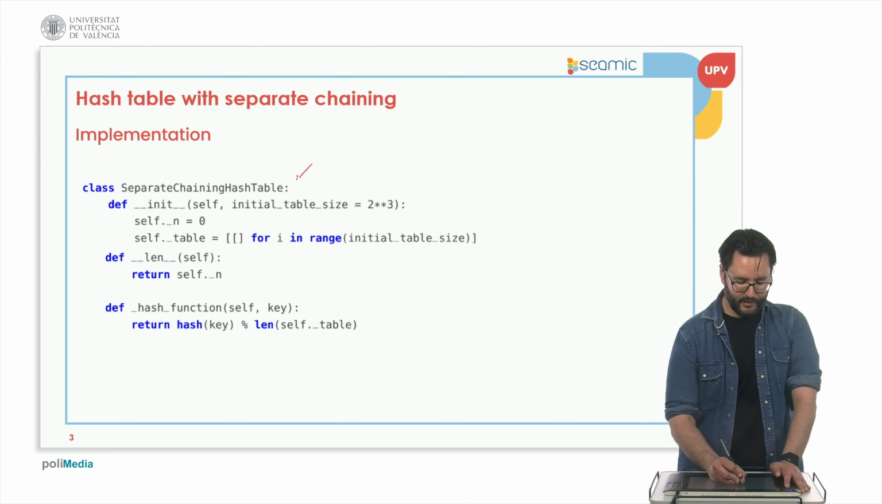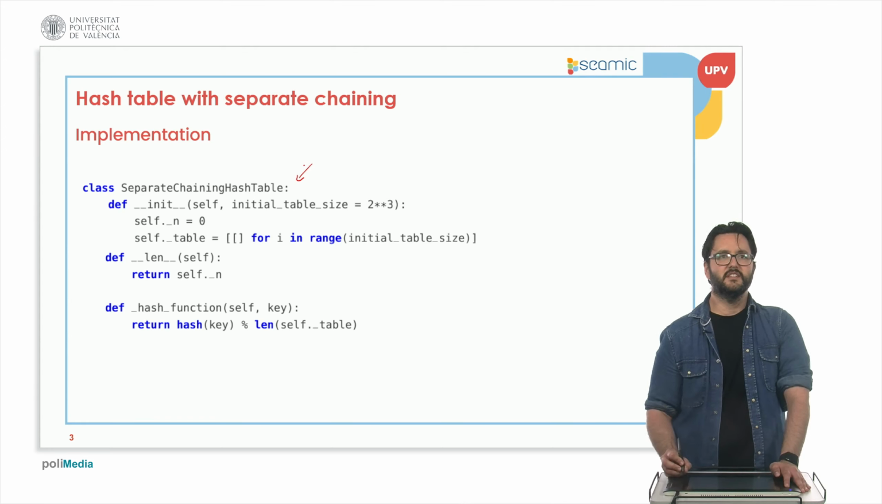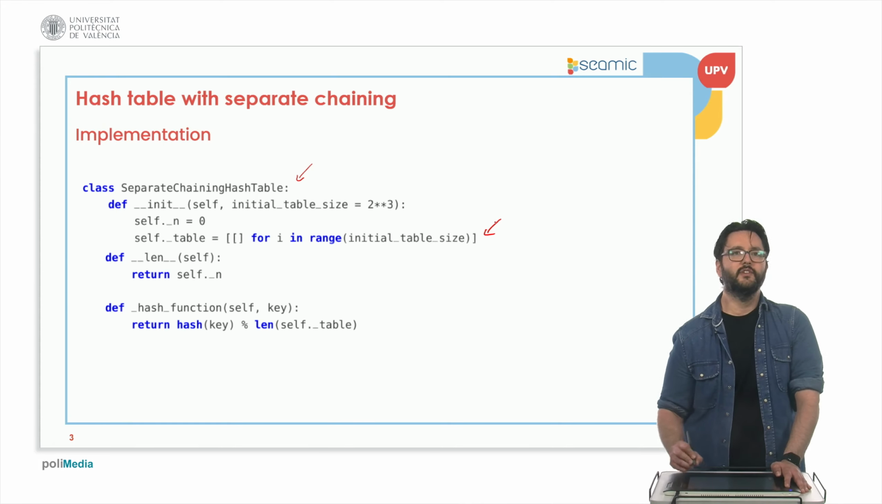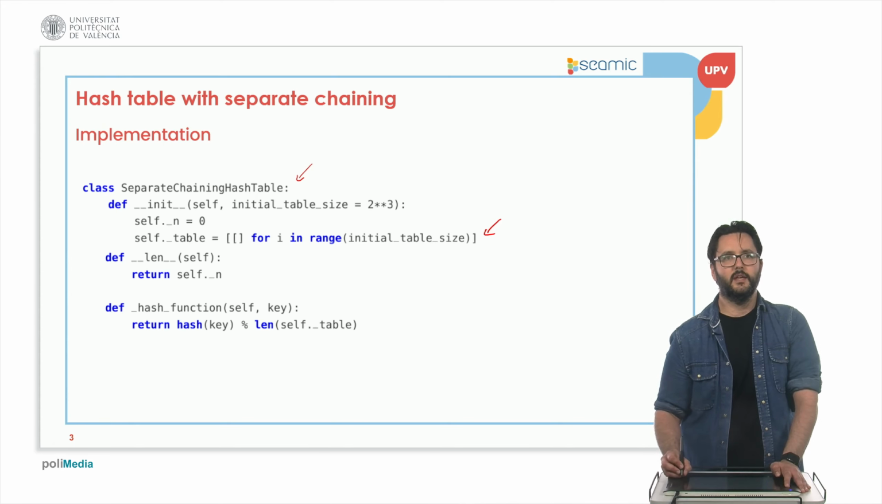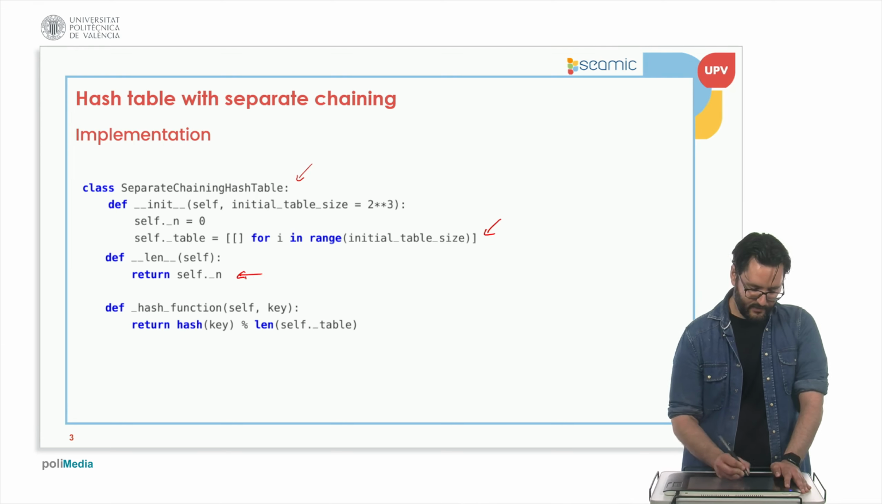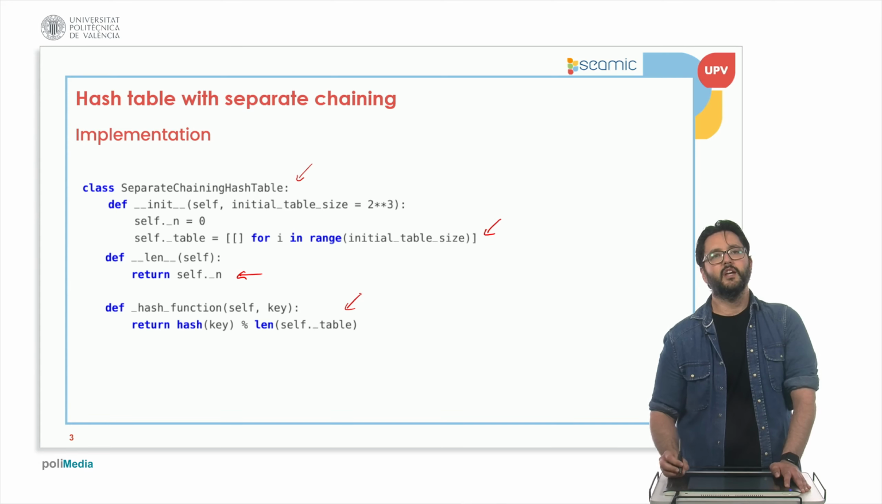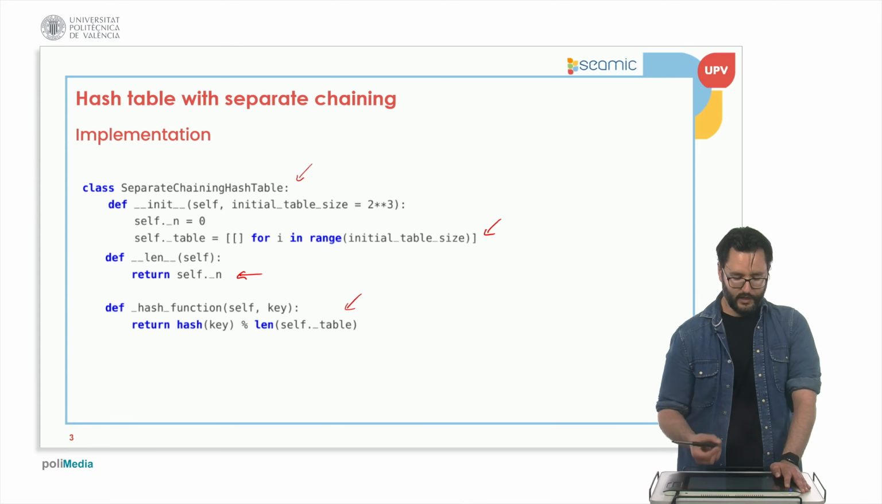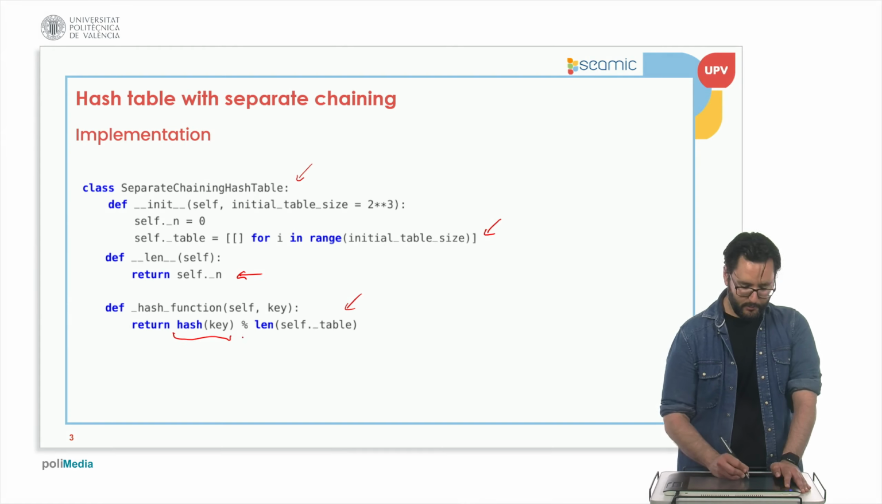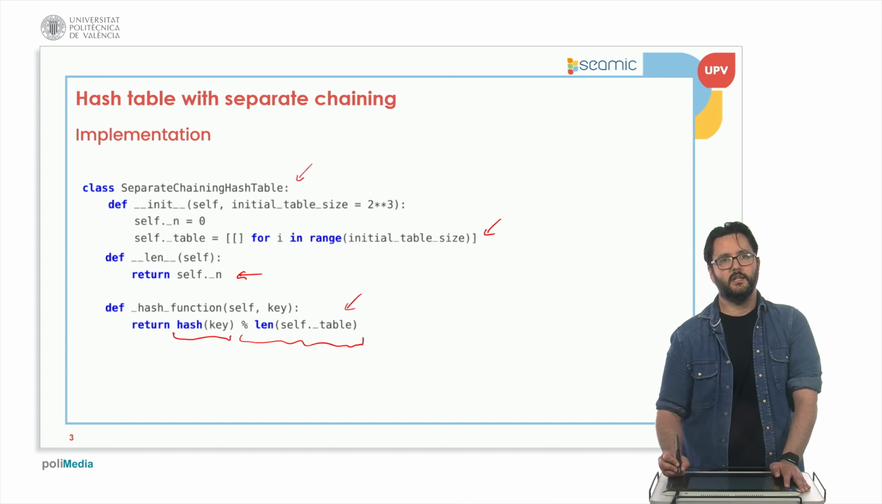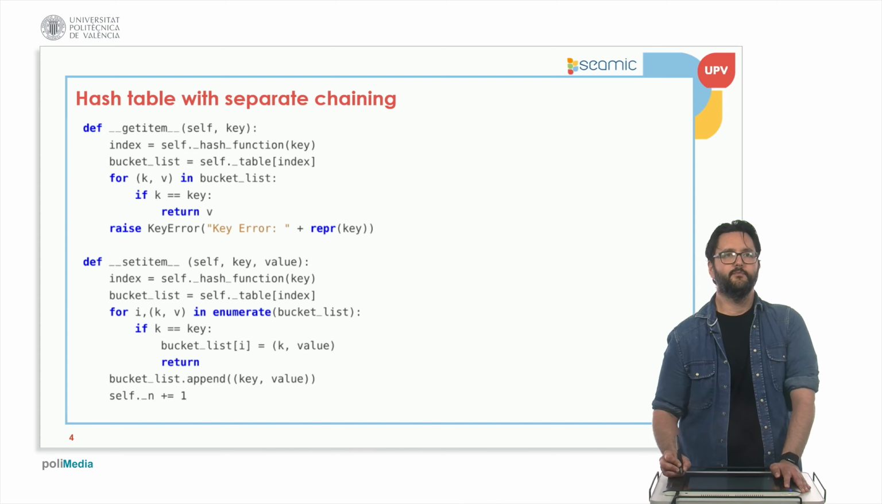We have here the new class, called SeparateChainingHashTable, that includes a list of lists that will be the buckets. We can get the number of elements, and more important, we can compute the hash function for a given key using the hash function from the Python module and the number of positions of this table or list.